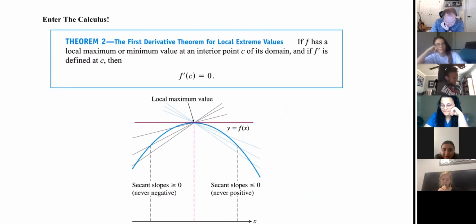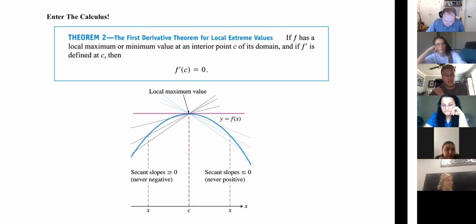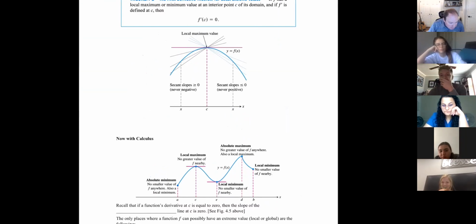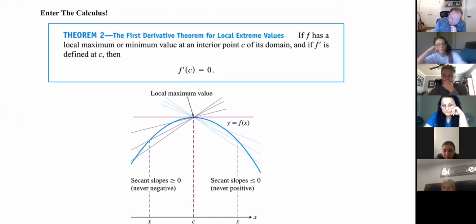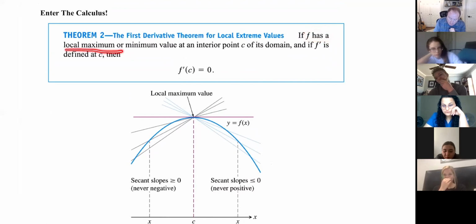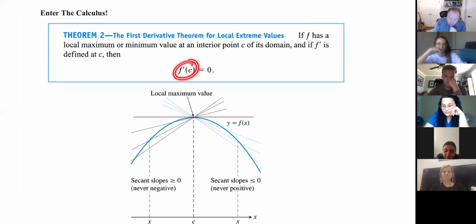All right, so let's see what we have. We have a new bit of terminology we're about to introduce. I think we introduce it here, or do we introduce it on the next slide. But we've actually talked about this a little bit. We have the first derivative theorem for local extrema. So if a function has a local max or min value at an interior point C of its domain, that is to say, it actually exists, there's no open dot, and if f prime is defined, so there's no corner or cusp, then f prime of C is equal to 0.